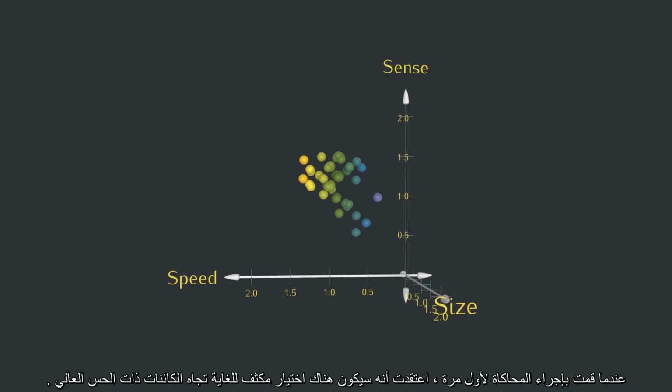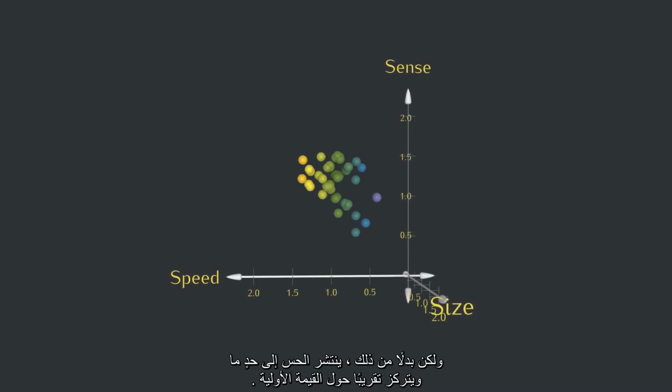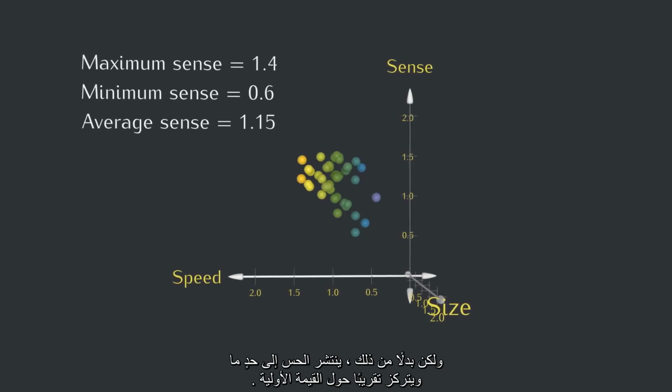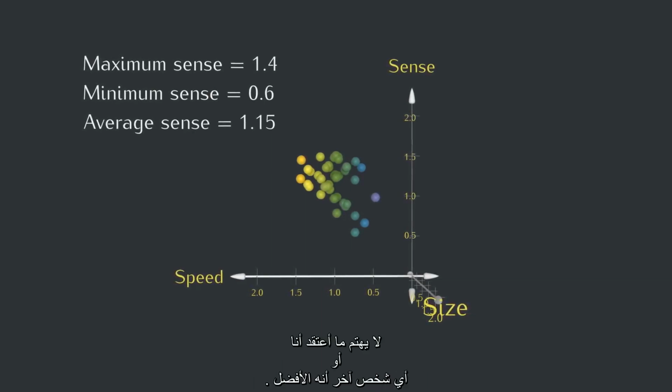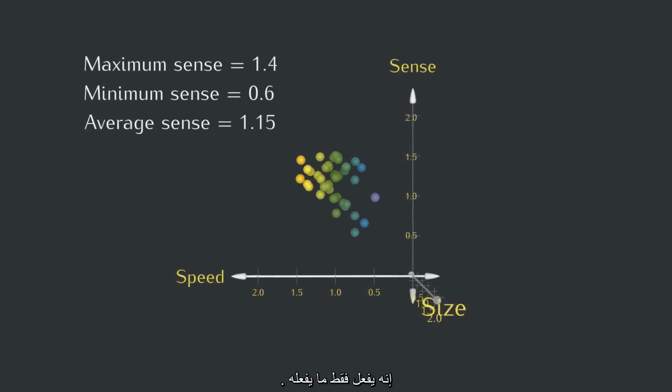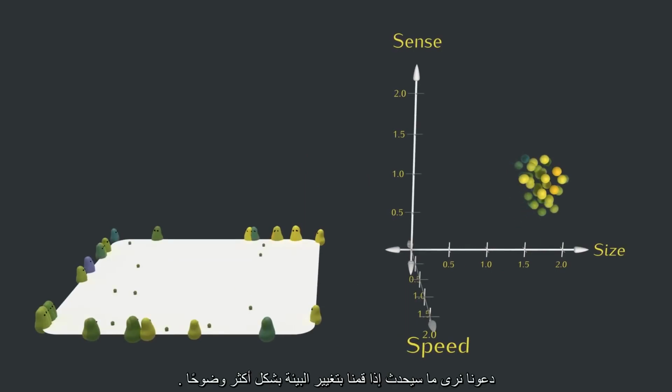When I first ran the simulation, I thought there would be a pretty intense selection toward creatures with higher sense, because sense informs everything else the creature does, and it doesn't cost very much. But instead, sense is fairly spread out and centered roughly around the starting value. That's the thing about natural selection. It doesn't care what I or anyone else thinks is best. It just does what it does. Alright, one last simulation.